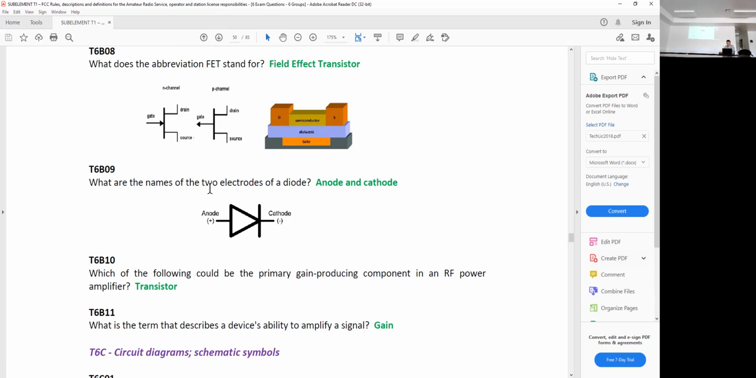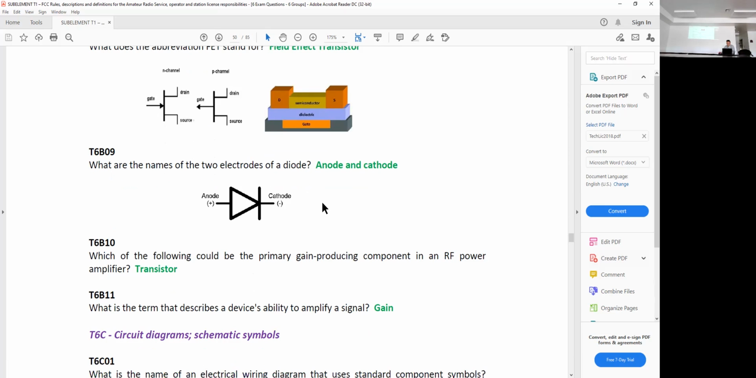What are the names of the two electrodes of a diode? And the answer for that is anode and cathode. Does anybody have a good way to remember that? Because after 20 years and more in this business, I still struggle with it. I check myself on Google if I ever need to know. You can always say A plus. Oh, there you go. I like that. Yeah, A plus, anode plus. Thank you. That'll help you on the test. Okay.